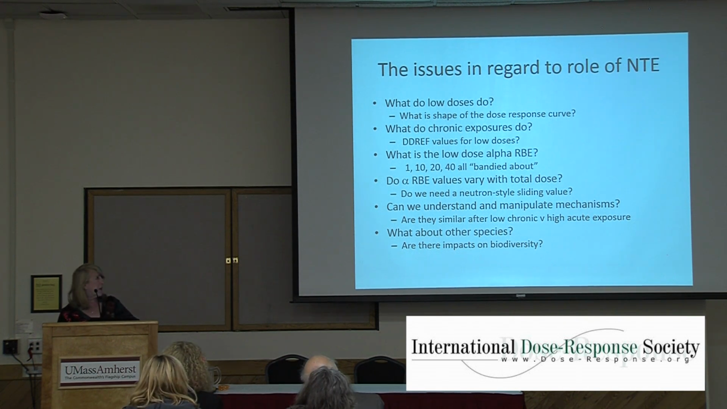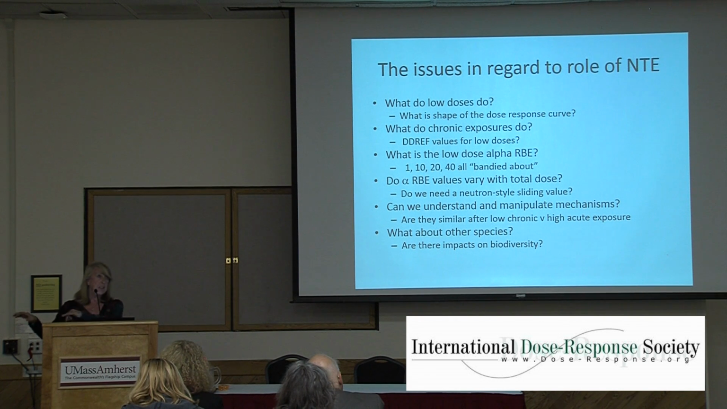A big question in protection is what is the low dose alpha RBE? The literature suggests that the RBE, or relative biological effectiveness, for alphas is about 10 times the equivalent dose of gammas or X-rays. But in the low dose region, nobody knows. We have no idea. And I'm going to show you some data that suggests it's nothing like 10, 20 or 40. Do alpha RBE values vary with total dose? Do we need a kind of a sliding scale that they get bigger as it increases?